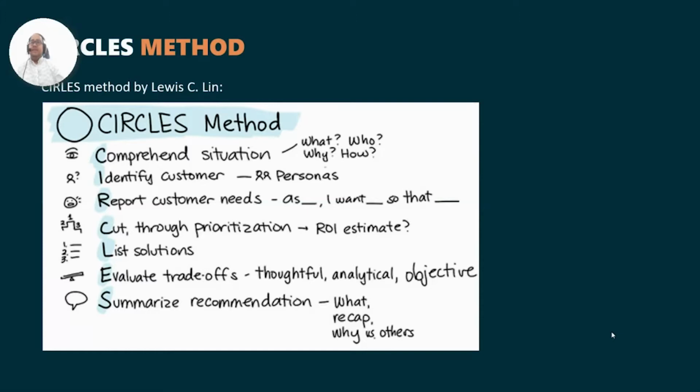So now you got to put your product management hat on because people are starting to ask, cool, what are you solving? When is it coming out? When do we get it? Lewis C. Lin has what's called the circles method that a lot of groups use. I know a lot of product managers will be familiar with this.